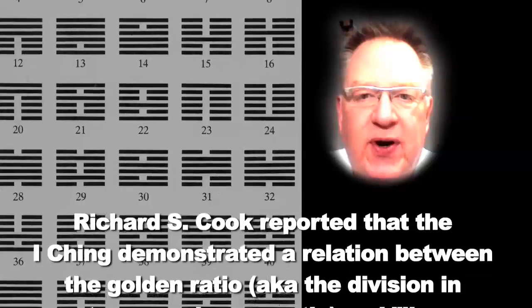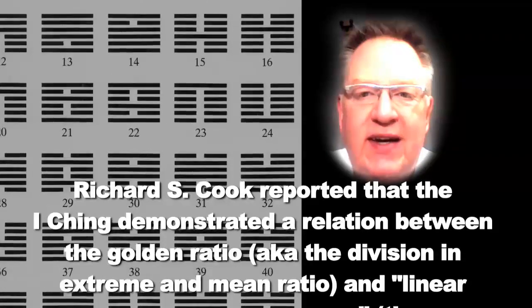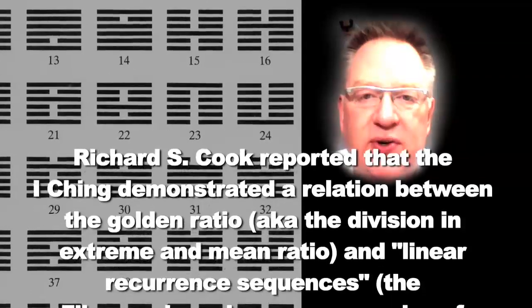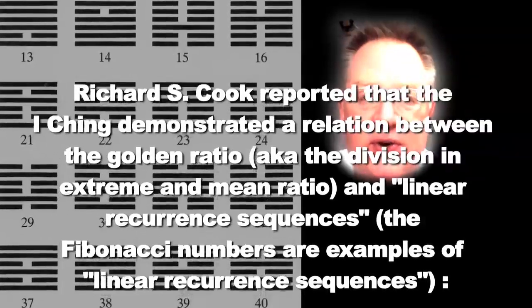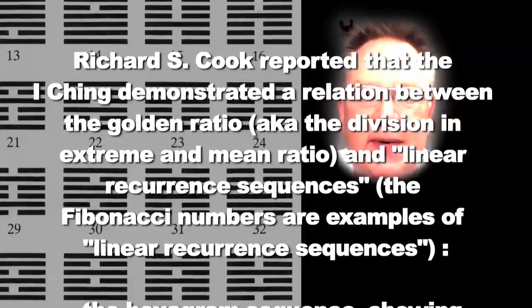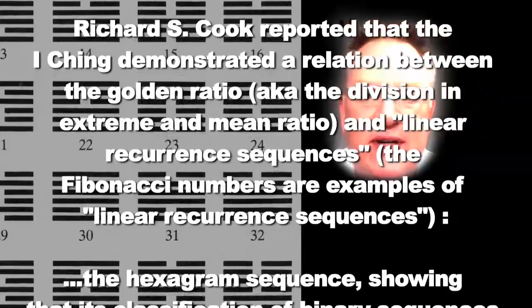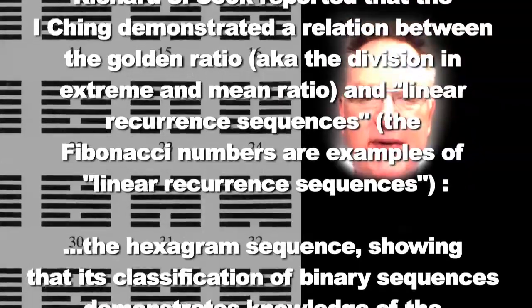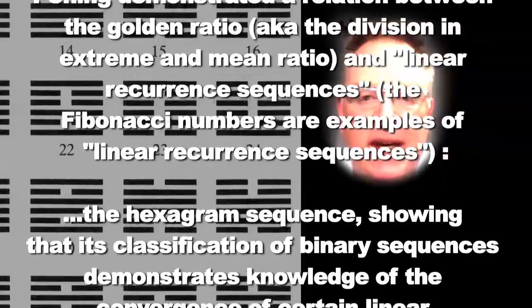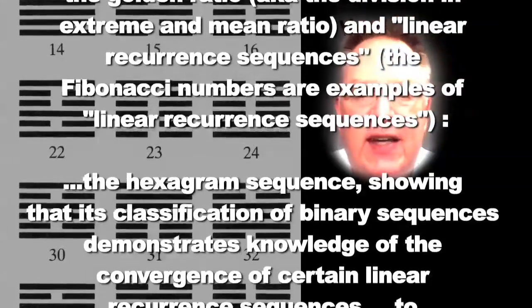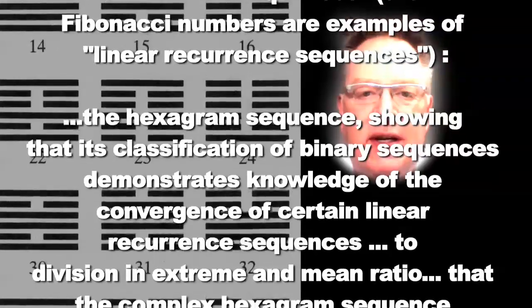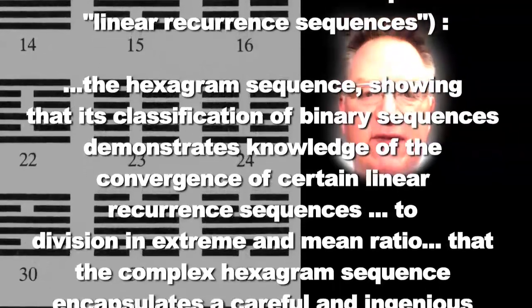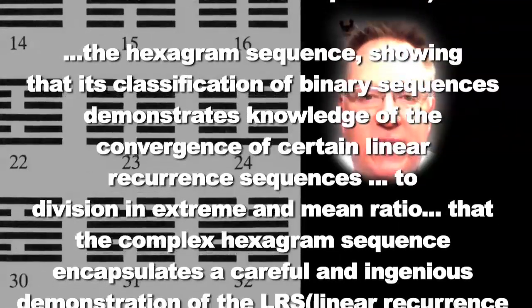Richard S. Cook reported that the Ching demonstrated a relation between the golden ratio, also known as the division in extreme and mean ratio, and linear recurrence sequences. The Fibonacci numbers are examples of linear recurrence sequences. The hexagram sequence, showing that its classification of binary sequences demonstrates knowledge of the convergence of certain linear recurrence sequences to division in extreme and mean ratio.